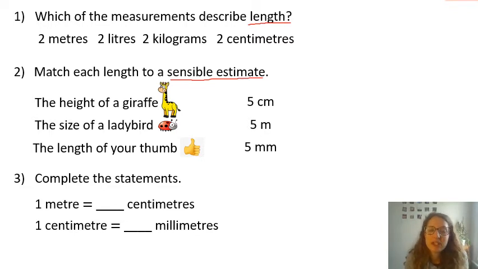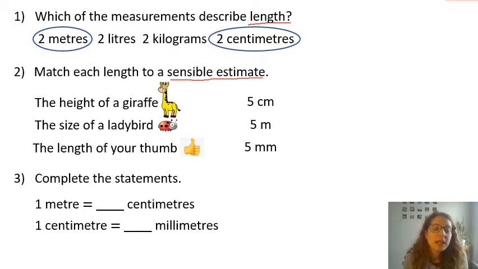Okay, so let's have a look. Which of the measurements describes length? We've got 2 meters, 2 litres, 2 kilograms and 2 centimetres. So 2 meters does describe length, and so does 2 centimetres. Well done if you spotted both of those. Litres we use for liquid and kilograms is weight.